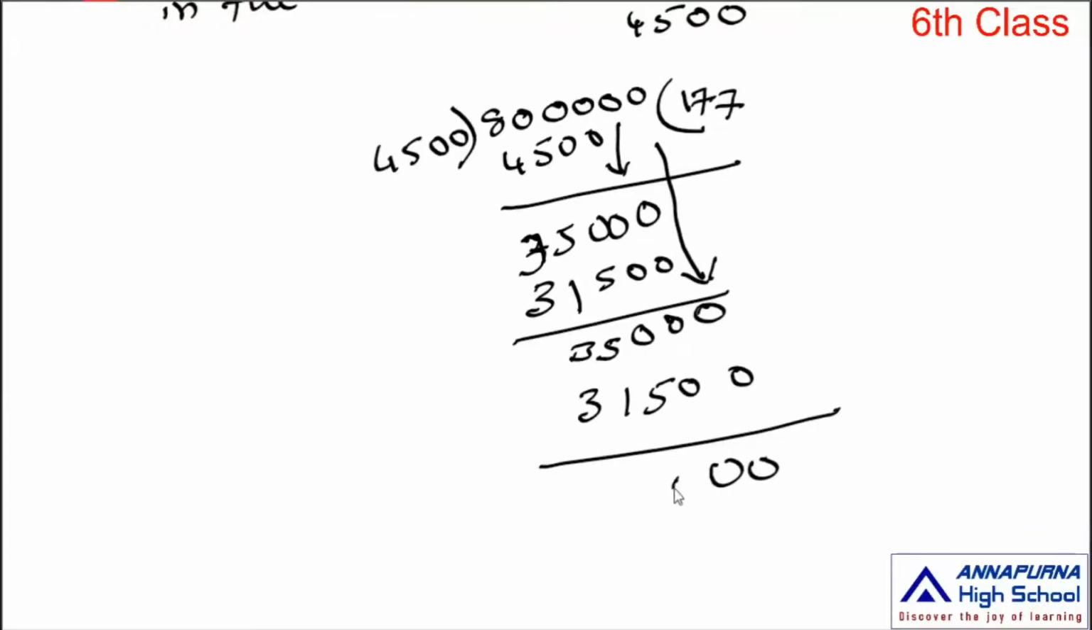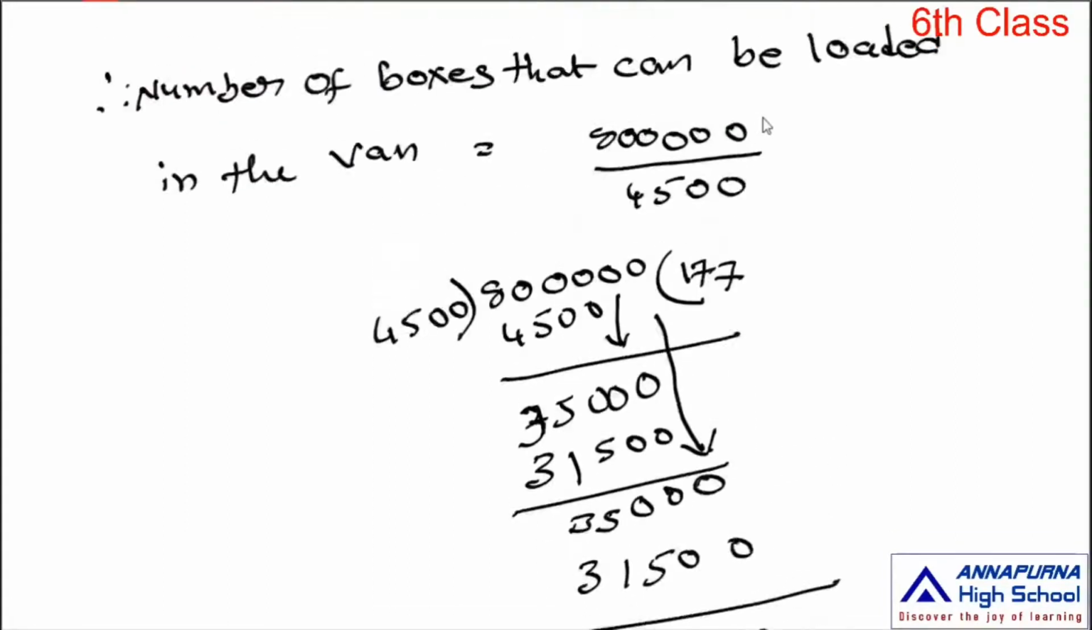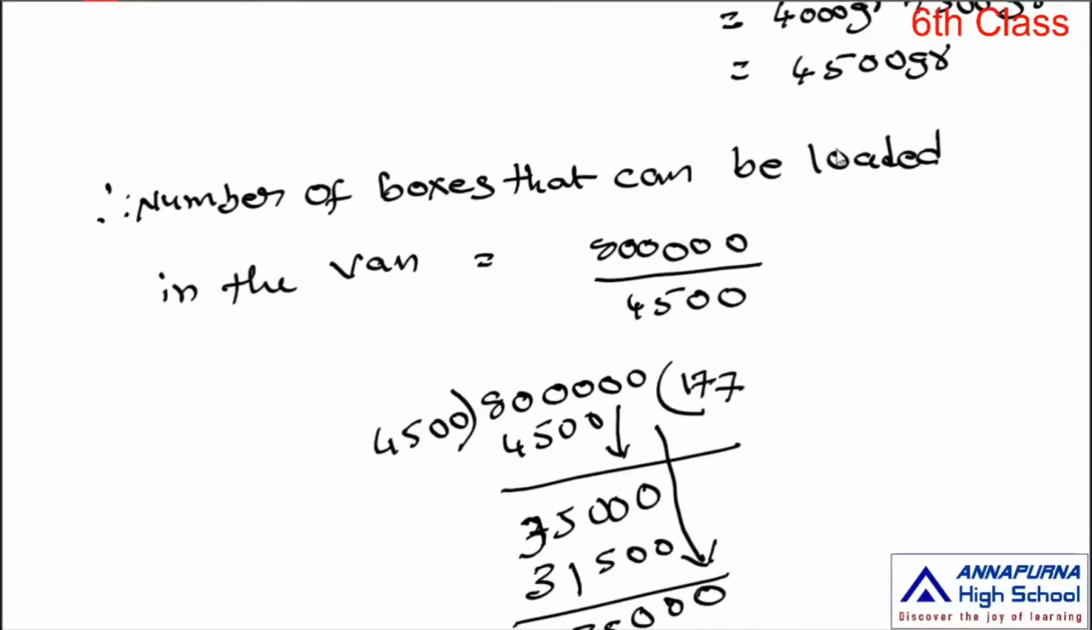Ten minus 5, 5, 4 minus 1. Here the remainder is 3,500 and the quotient is 177. Here in this problem, the quotient represents the number of boxes, that is, 177 boxes can be loaded in a van.